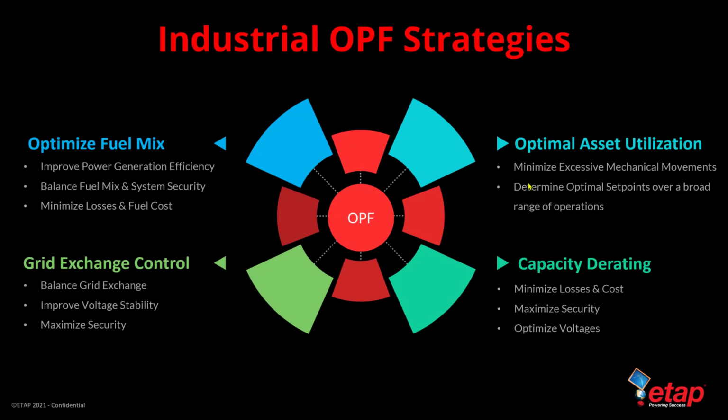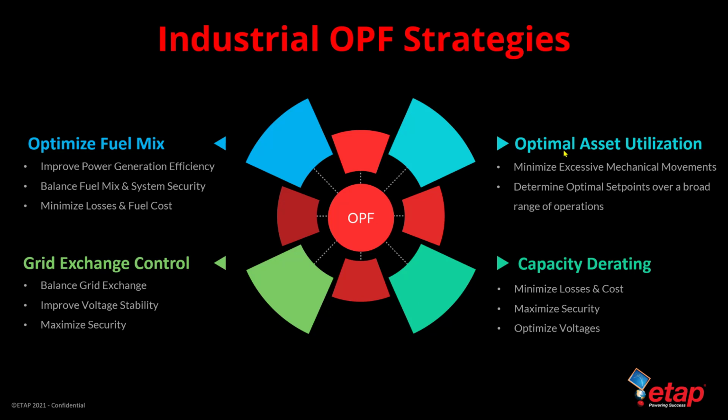Now when it comes to industrial optimization, OPF has many advantages. You can use it to optimize the fuel mix so that you can improve power generation efficiency, balance that mix along with the system security, minimize the real power losses, and of course find the best fuel cost in terms of power generation. You can also control grid exchange power by balancing the grid and improving the voltage stability by also adjusting the reactive power. And by adjusting the reactive power, we are also maximizing our security.